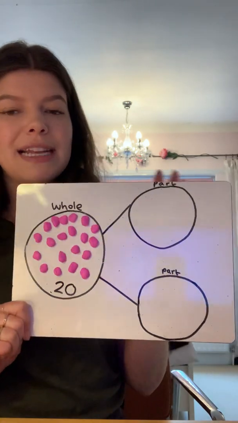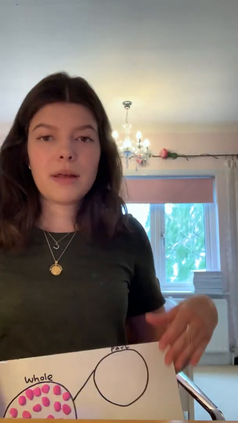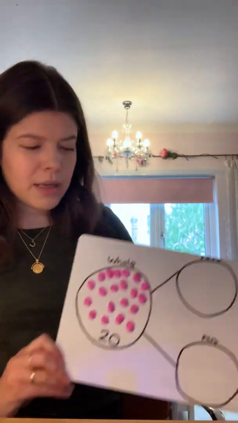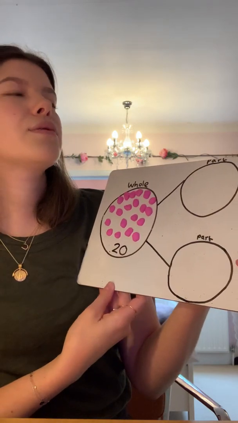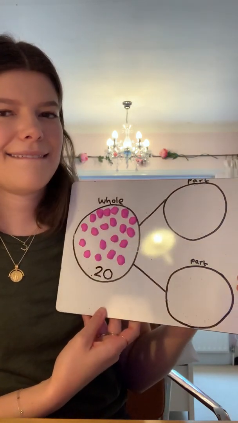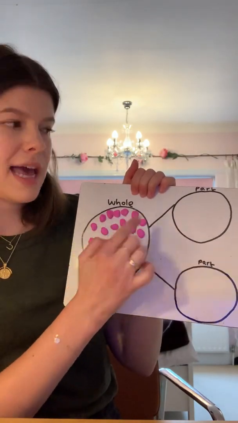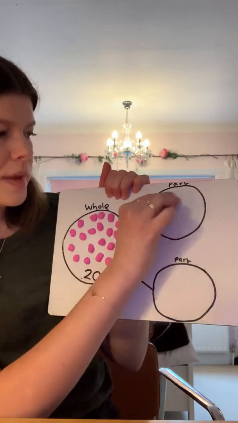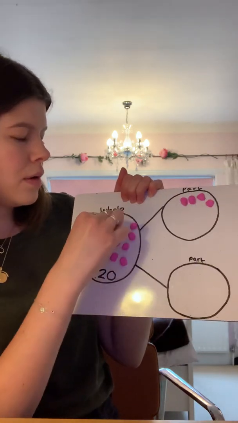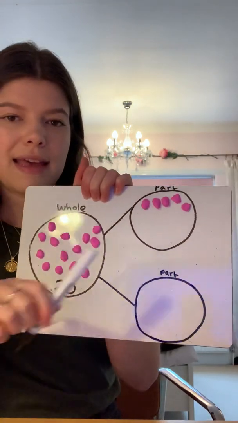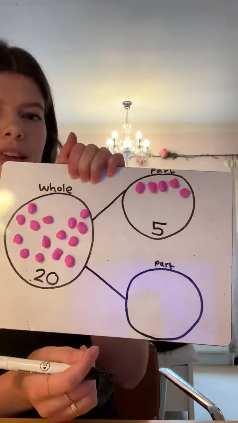So I'm going to now show one way to make 20. So I'm going to put my whole, I'm going to split up my whole into two parts. So I'm going to pick a number. I'm going to pick, how many should I do? I'm going to pick 5. So I'm going to put 5 of my objects into this part. Okay, count with me. 1, 2, 3, 4, 5. Okay, how many in this part? 5. So I'm going to write it 5.